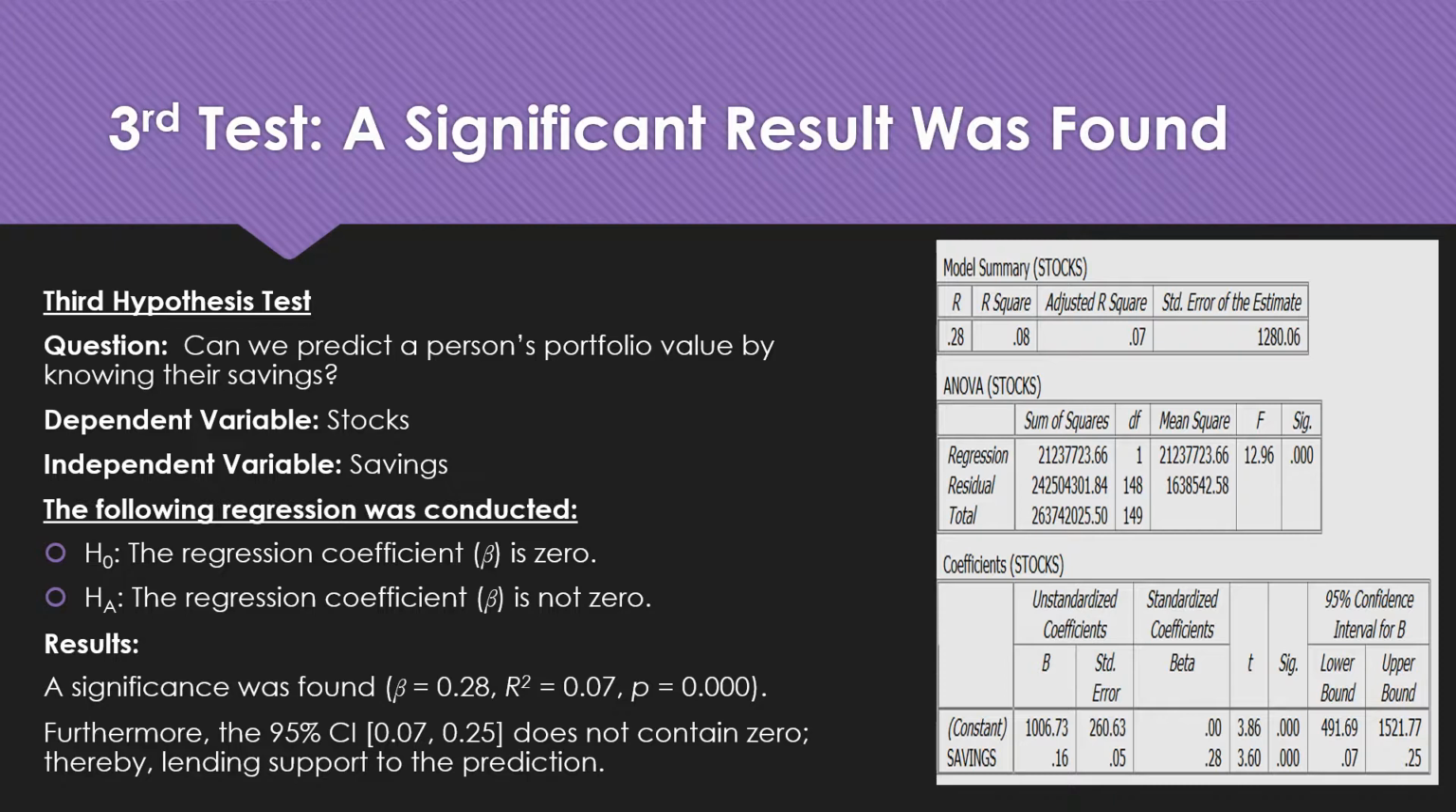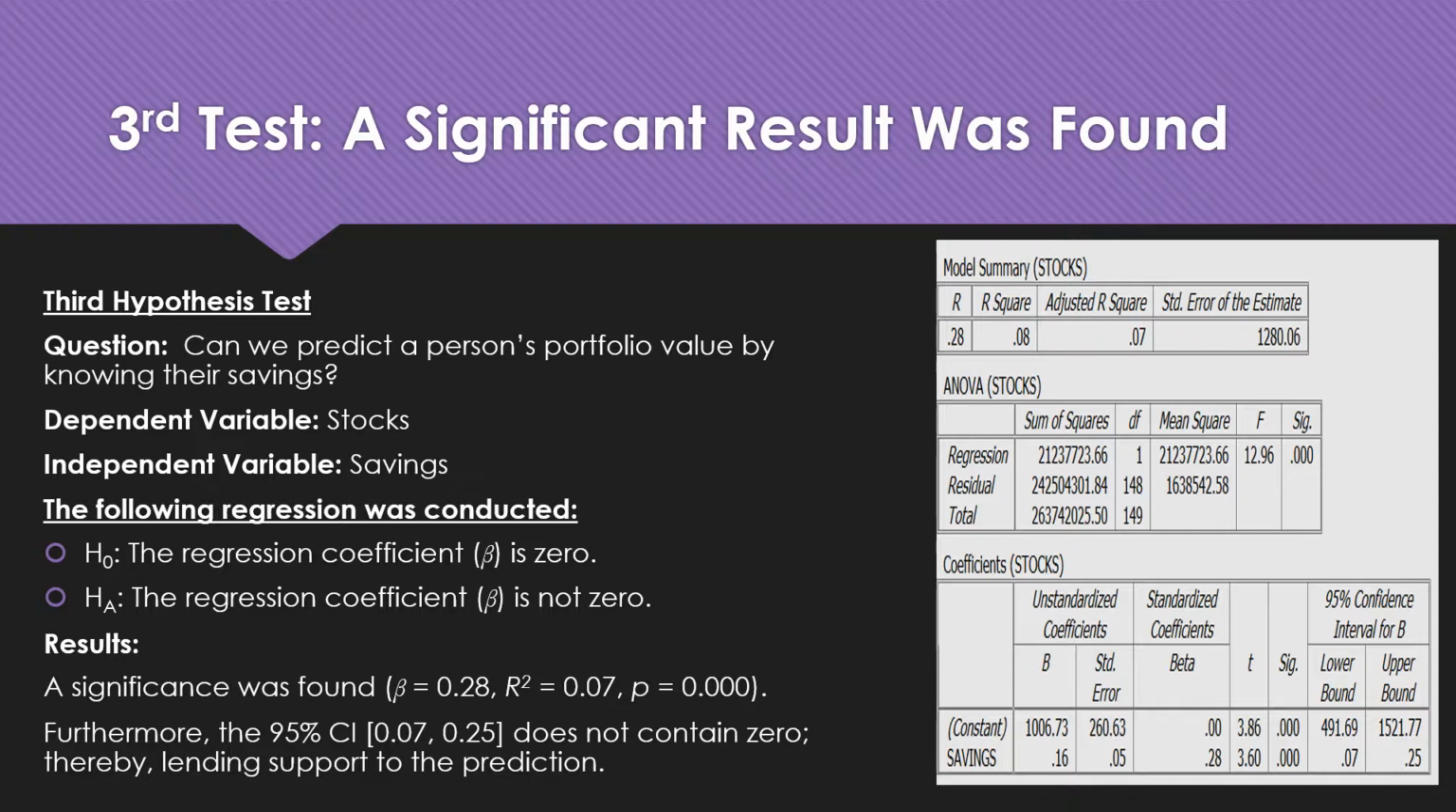On the third test, we also found a significant result. The question was, can we predict a person's portfolio value by knowing their savings, where the dependent variable was the stocks and the independent variable is the savings. Again, the results: we found a beta value of 0.28, R squared 0.07, and the P value is 0.000.